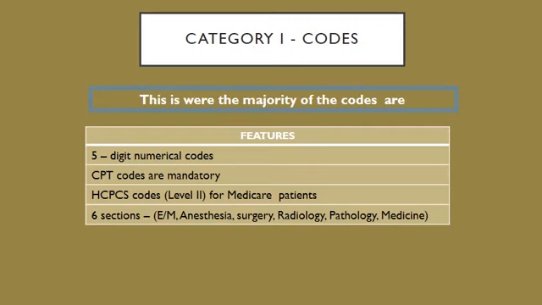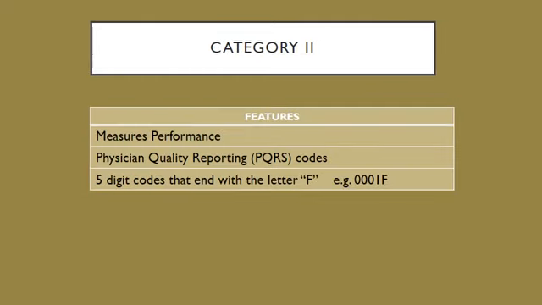In those 6 sections, you have an E&M section, that's evaluation and management, anesthesia, surgery, radiology, pathology, and medicine. That's Category 1. Well, let's move on to Category 2. Category 2, they measure performance. So these codes are used to actually measure a physician's quality reporting, or PQRS.